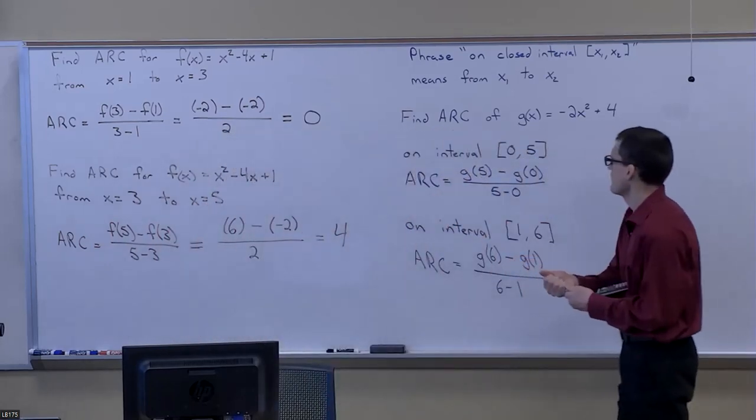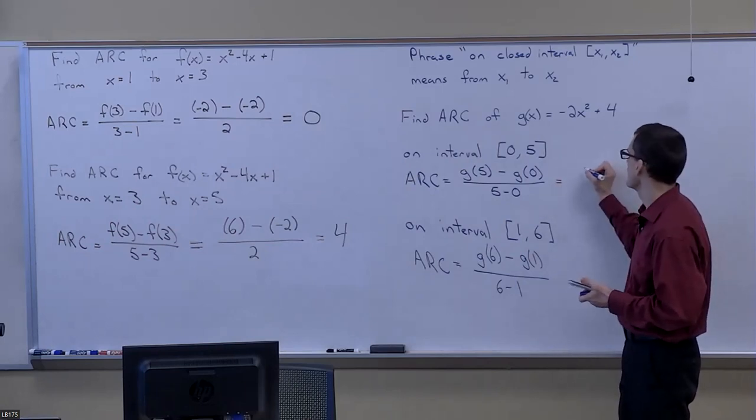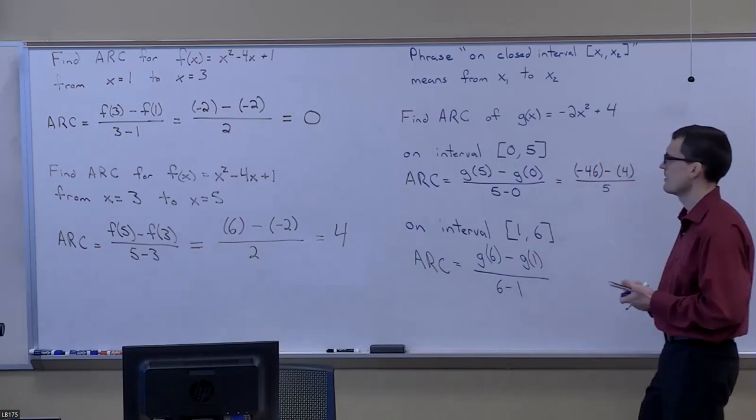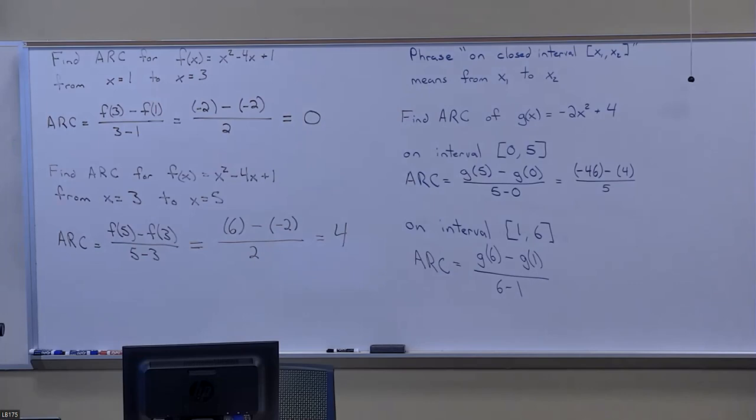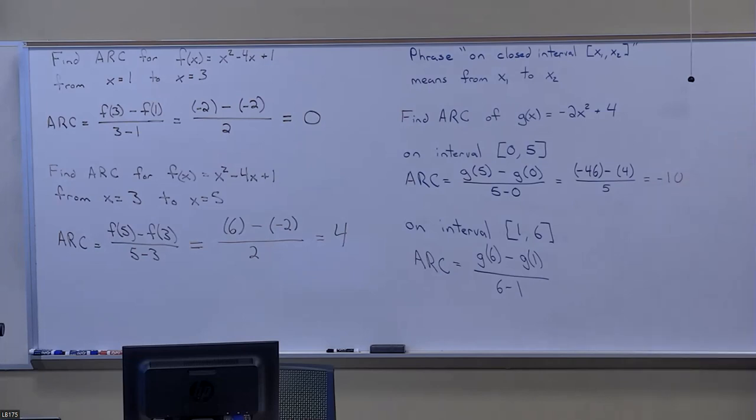What I ended up with on this first one is negative 46 minus 4, divided by 5. Which gives me a negative 10. So on average, on that closed interval, we're decreasing by 10.